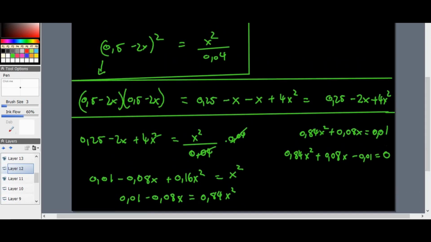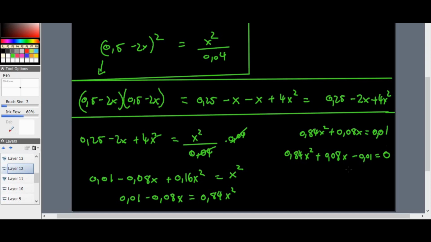So we got this little formula here, 0,84x squared plus 0,08x is equal to 0,01. We push it over to get a quadratic equation, just like we had over here. 0,84x squared plus 0,08x minus 0,01 equals 0.